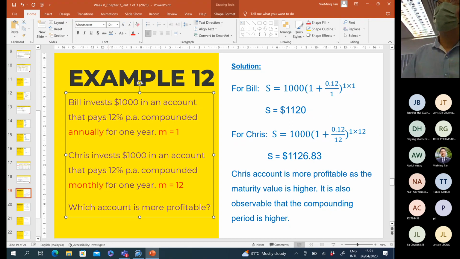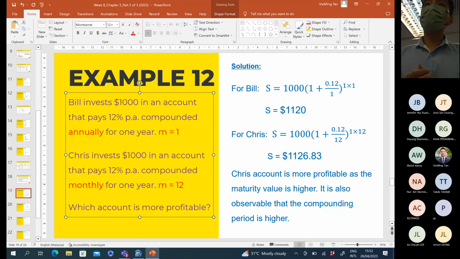Okay, how about Chris? Another investor invests 1,000 also, same principal, in an account that pays 12% per annum, but compound monthly for 1 year. So the investment period is still the same, but now M is 12 for Chris. So for Chris, more interest is calculated. Okay, so which account is more profitable?